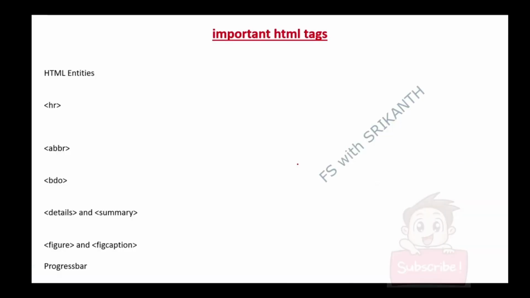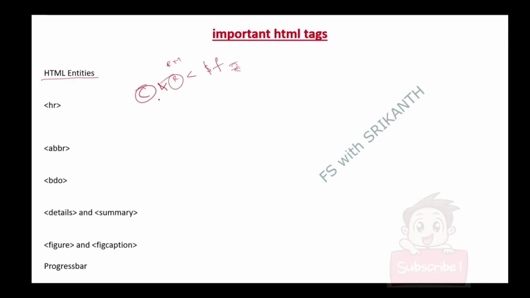Some important HTML tags and HTML entities. First of all, we discuss HTML entities. When we observe different websites, we may see some particular symbols like the copyright symbol, ampersand symbol, greater than, dollar symbol, pound symbol, and rupee symbol. These types of symbols we want to insert into our web page. How can we insert them? How can we paste this copyright symbol, and the registered symbol? How can we place these types of symbols?